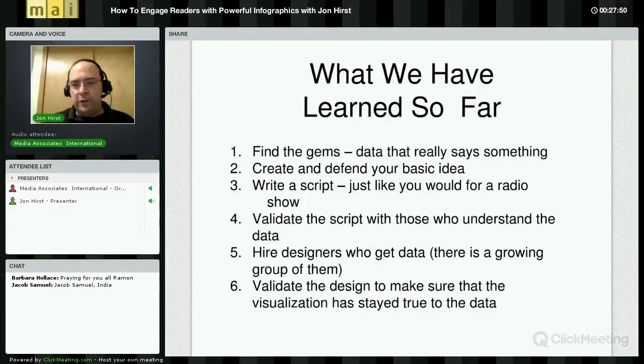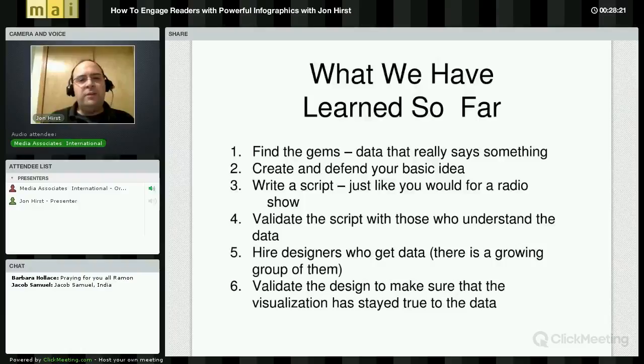So what we have learned so far, first of all, we've learned that it's important to find the gems. You've got to find that data that really says something. And you'll see it when you read different reports or you get different statistics within the books that you're publishing. You go, wow, that piece of information is vital. It's important. People need to understand it, and it's representative of this bigger work that I'm publishing, or representative of this bigger study. So find those gems and then build around those.